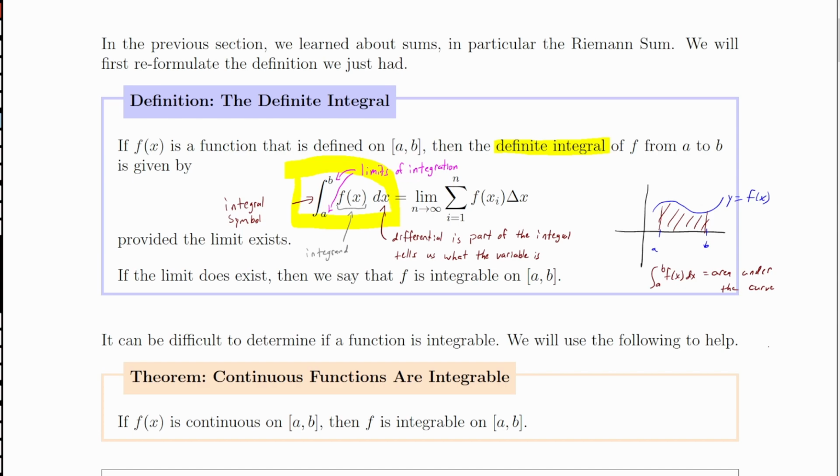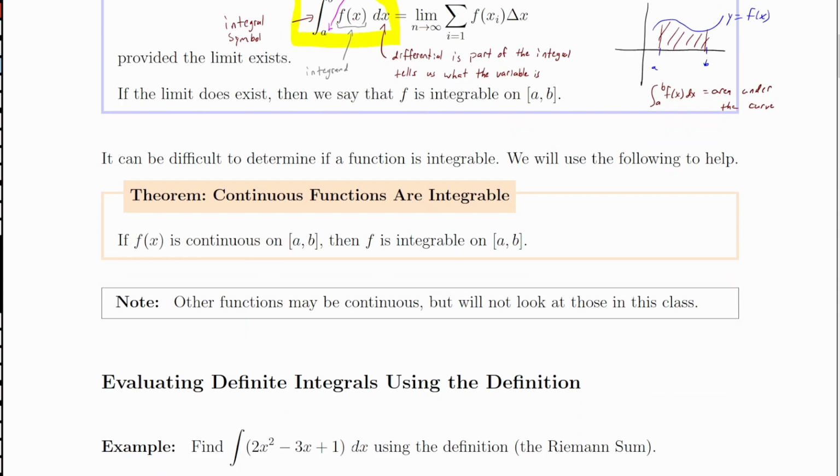Now, part of this definition says that if the limit exists, then f is integrable, and we don't always know whether or not that limit exists, and that can be hard to figure out. So we're going to have a theorem to tell us when things work out nicely. And here it is: if f is continuous, then f is integrable. That's going to be enough.